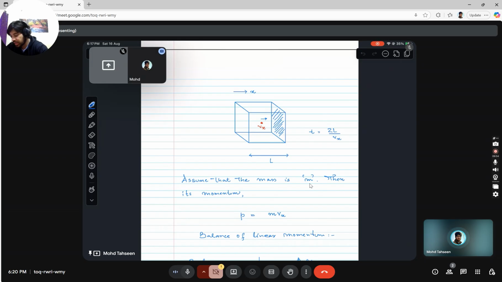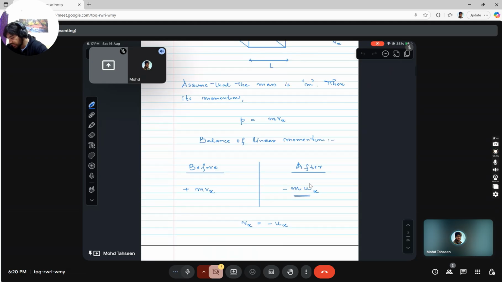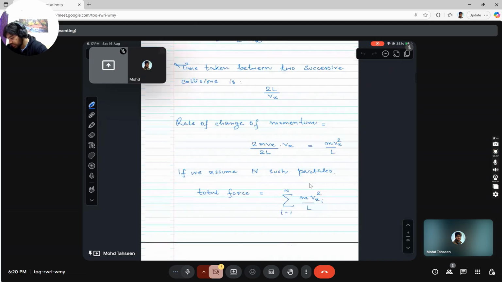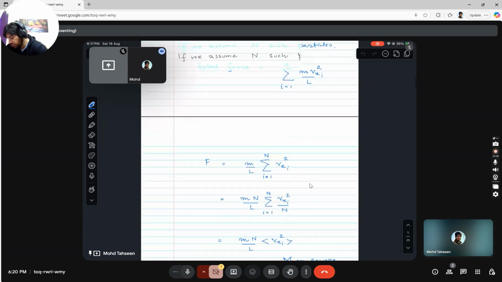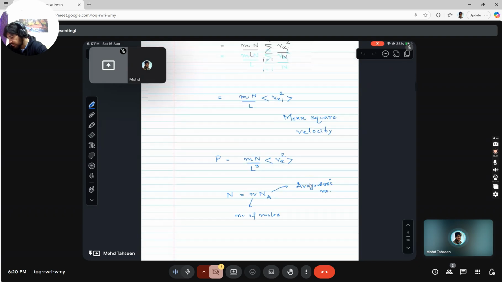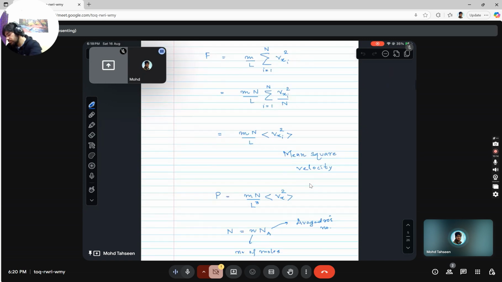So if there's an electron gas contained within this volume, we calculated the expressions for the pressure that is experienced by the walls of this container, and we got this expression which is shown here. Basically we calculated the force first, and from that we got the value of pressure. So this is the expression for pressure.